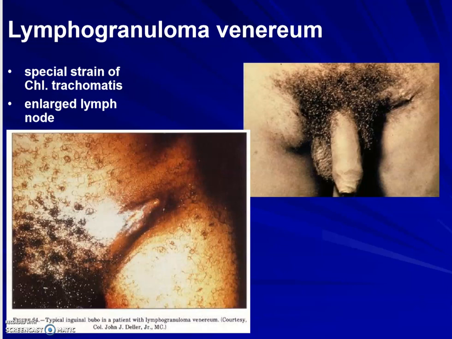Moving on to lymphogranuloma venereum, that is also caused by Chlamydia trachomatis, a special strain of that chlamydia, and it causes these very enlarged lymph nodes that are characteristic for lymphogranuloma. Here you can see in the groin area, the inguinal area, of these patients, that they have these very swollen lymph nodes that are bulging here. So right here too, very swollen lymph nodes.